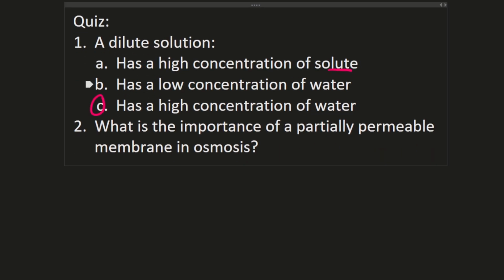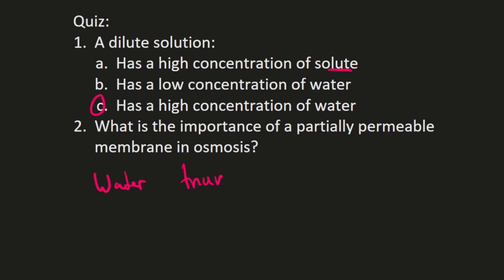Question 2, what is the importance of a partially permeable membrane in osmosis? Well, the importance is the fact that water needs to be able to travel across the membrane. So it needs to allow for the water particles to flow across that membrane, and if it's not partially permeable, then the water won't be able to move and you will get no osmosis. And the idea is that because the solute particles are too big, they won't be able to transport across the membrane either, so you wouldn't get any diffusion or osmosis.